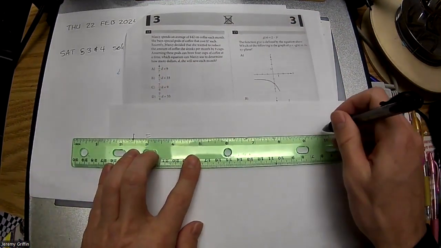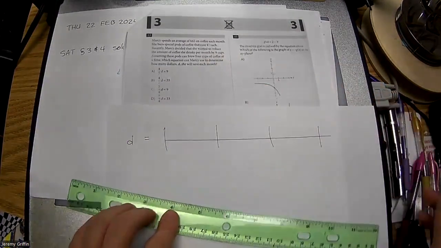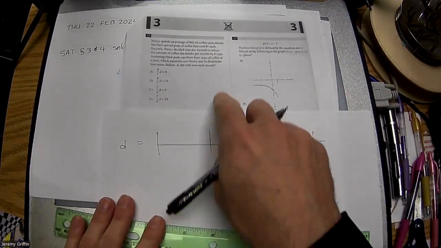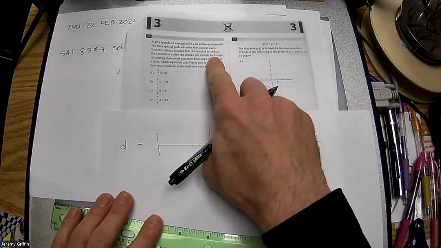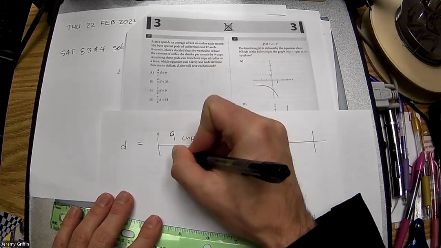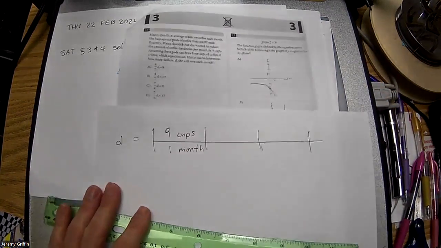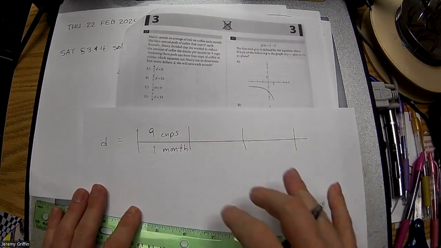I'm going to set up some railroad tracks. You guys set up some railroad tracks in your notes. The starting point is the fact that she wants to reduce her coffee intake by 9 cups per month. So 9 cups per month, a reduction, maybe tag a negative sign on it if you want to.